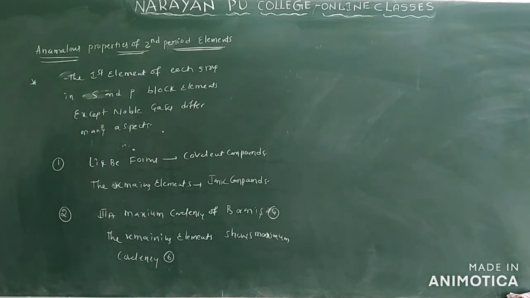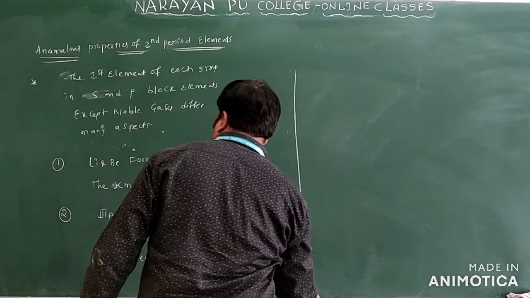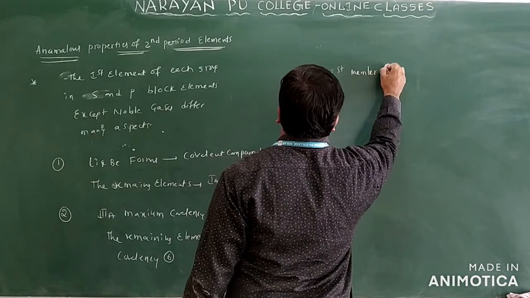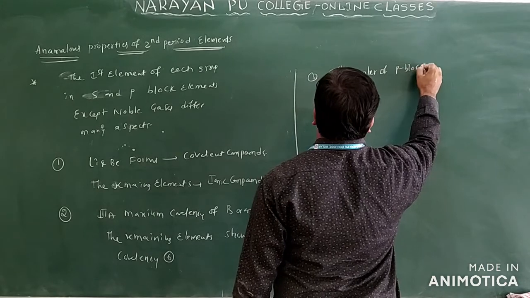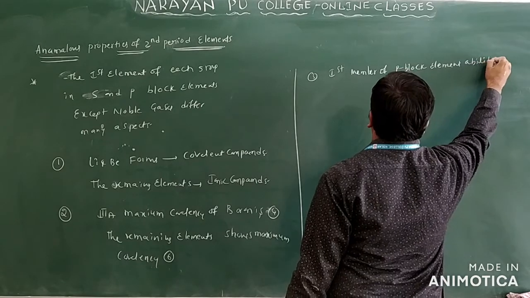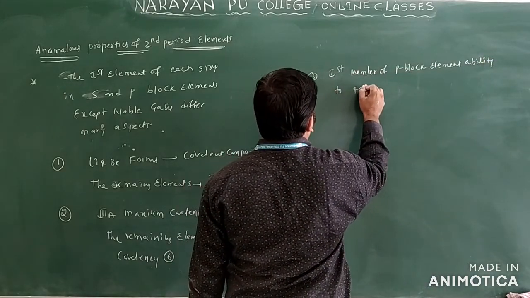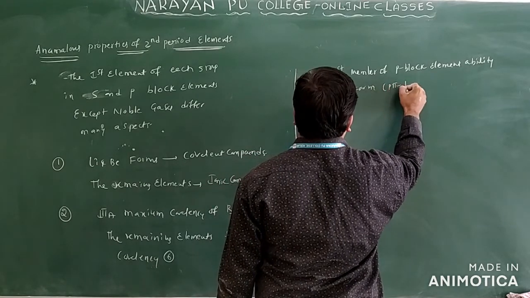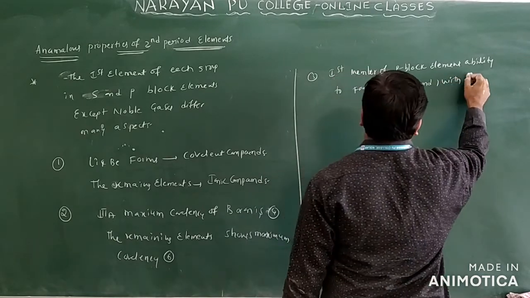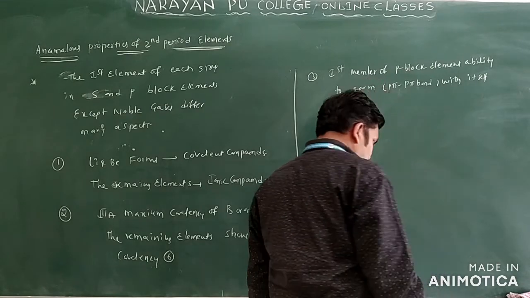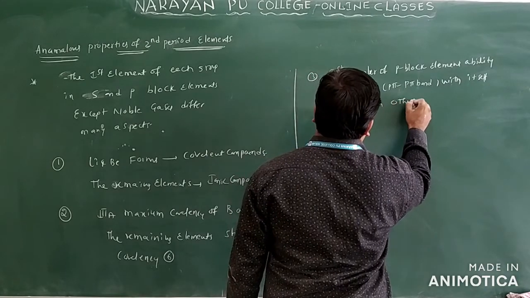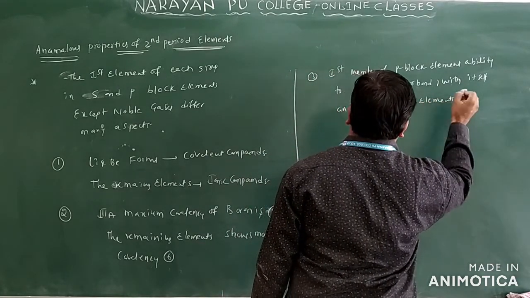And one more point you can say: the first member of the p block elements has the ability to form p pi bonds with itself and with other elements also. Okay, now we'll see this one.